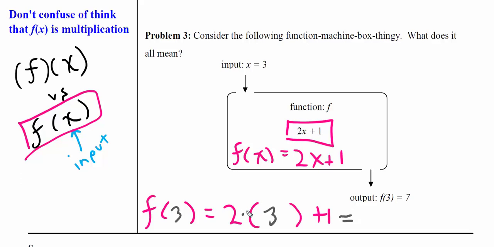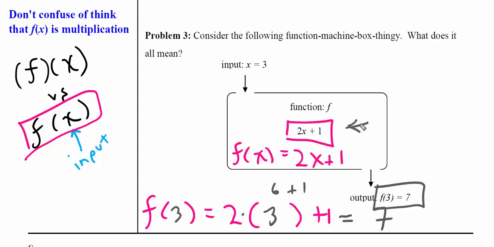I do the order of operations. 2 times 3 is first, which is 6, plus 1 is 7. And so we say that f of 3 is 7 in this case, and only in this case, for the function that is defined by 2x plus 1.